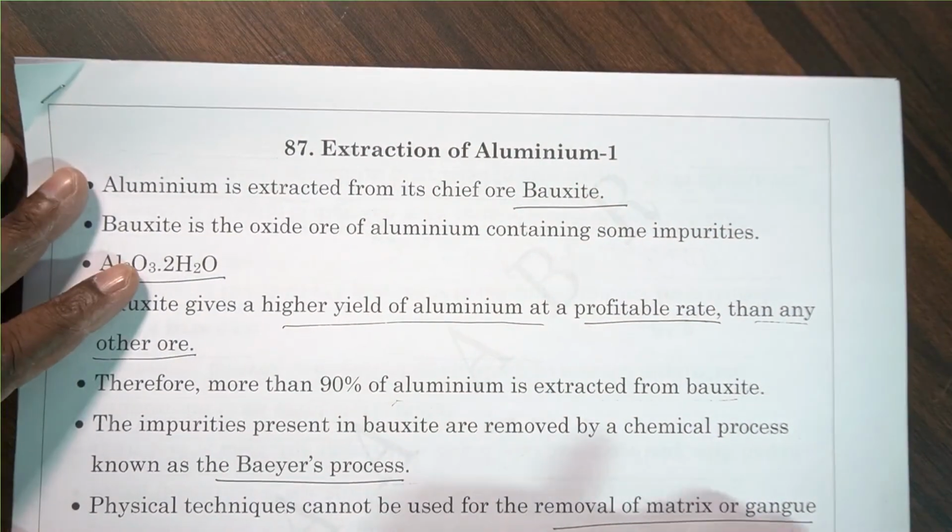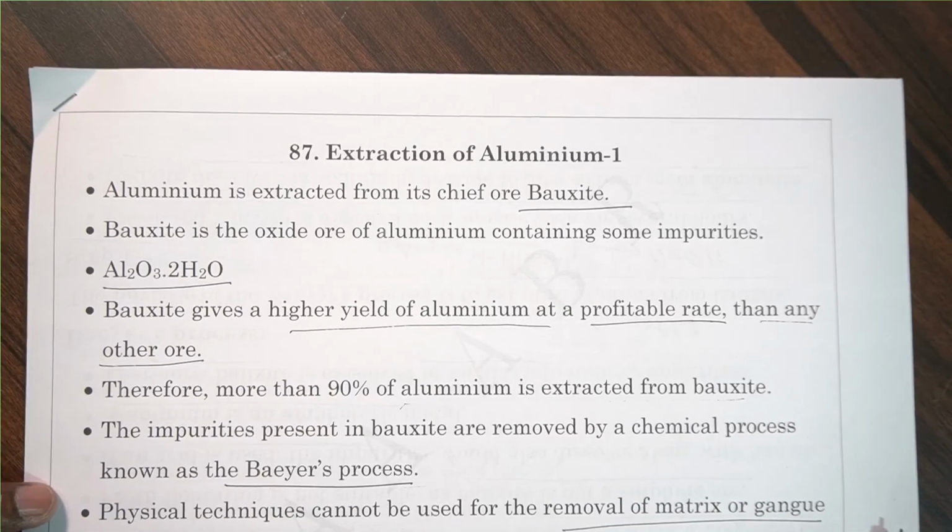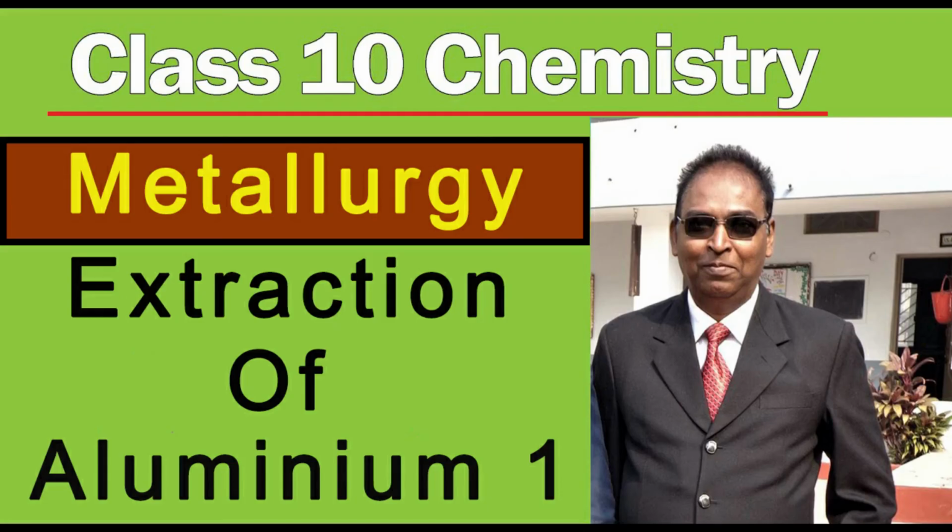So in this video, I'll stop here and I'll continue the next step of extraction of aluminium in the next video. So I hope students you have understood how we can get pure alumina from bauxite. Now the next video will show you how we can reduce the alumina to get pure aluminium by the electrolytic process.